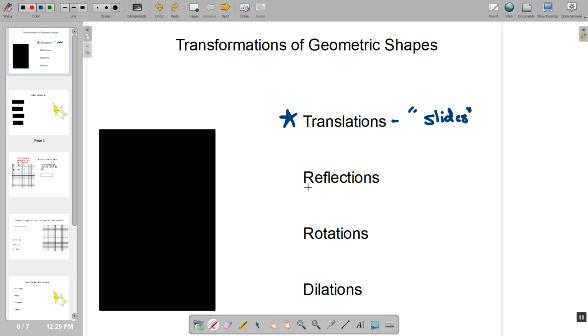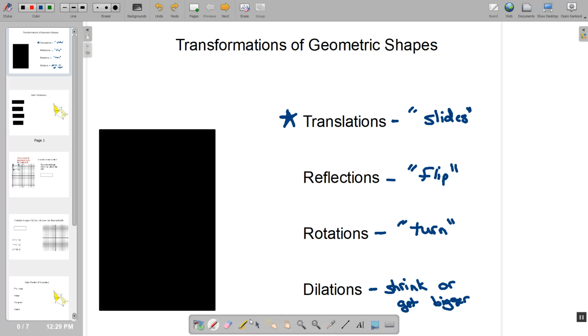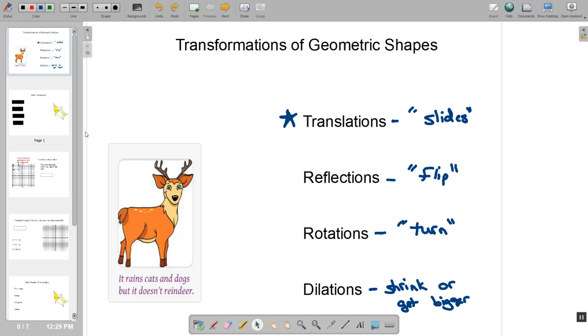Our next video will cover reflections, and these are flips of some kind that will not be in this video. A rotation is like a turn, but rotate as a word is something that we're pretty familiar with, in general, at least mostly. And then a dilation either makes something shrink or get bigger. So this video is going to cover just translations, or just slides.